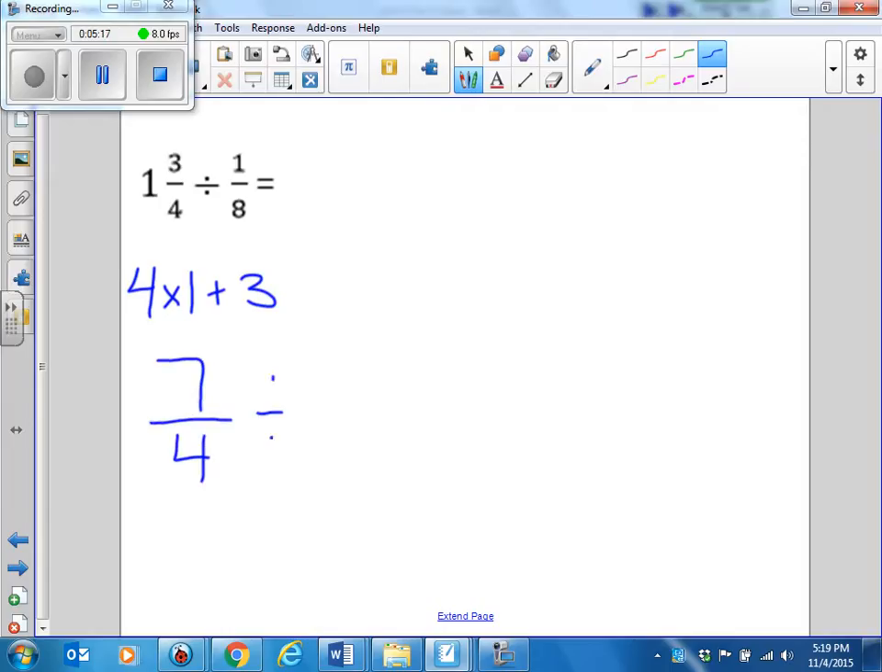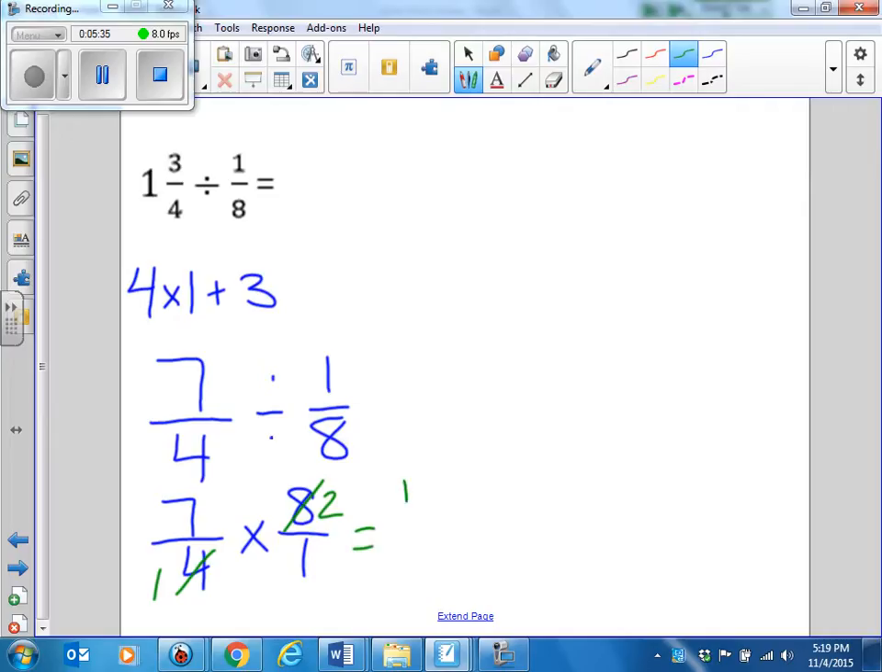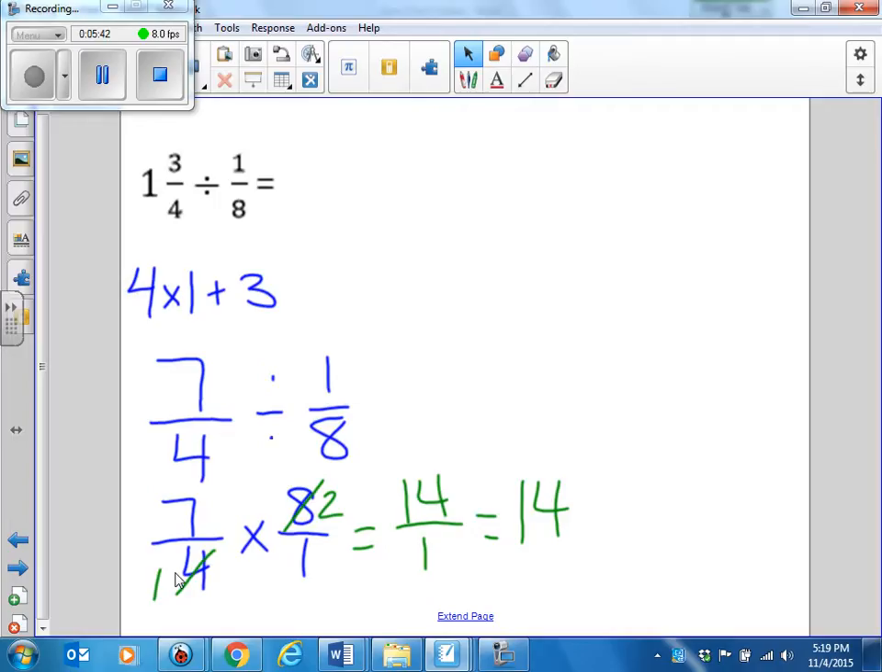And then, okay, so 7/4 divided by 1/8. Now I'm going to keep it, switch it, switch it. Okay, again, I can simplify. Okay? 7 times 2 is 14. 1 times 1 is 1. 14 divided by 1 is 14.